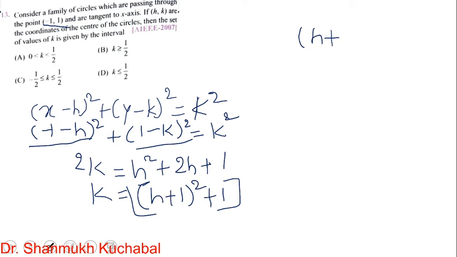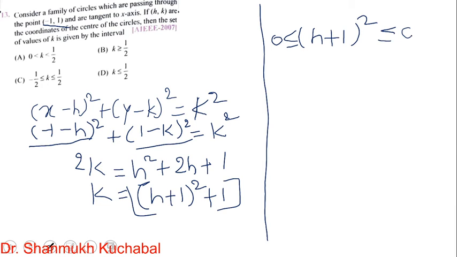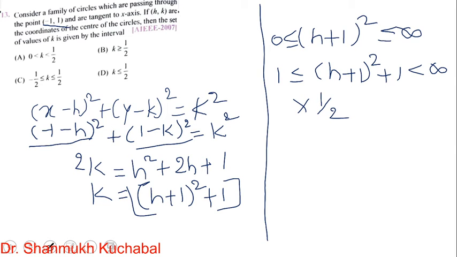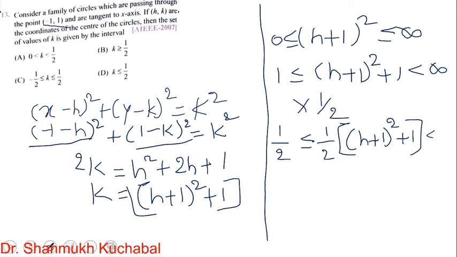Further, (h + 1)², the minimum value is 0 and the maximum is infinity. We add 1 to both sides, so we get (h + 1)² + 1 less than infinity. Then we divide by 2, and we get 1/2 ≤ (1/2)((h + 1)² + 1) < infinity.